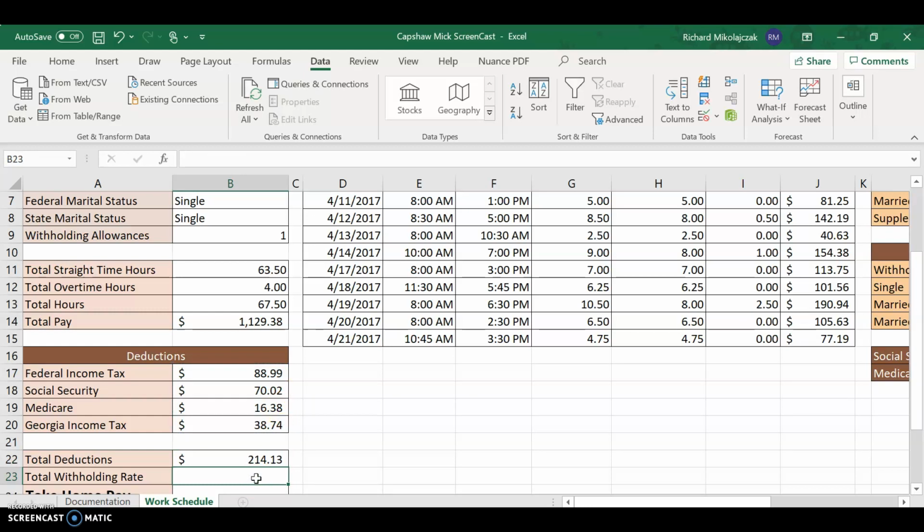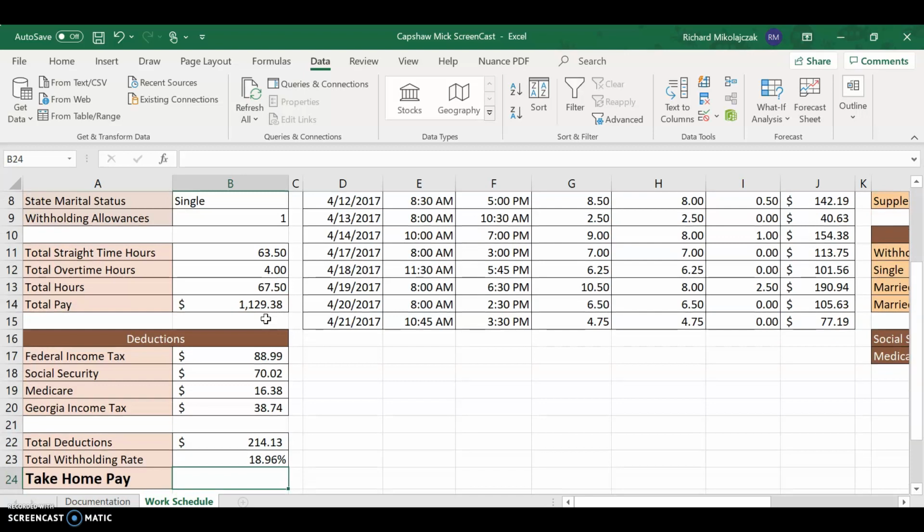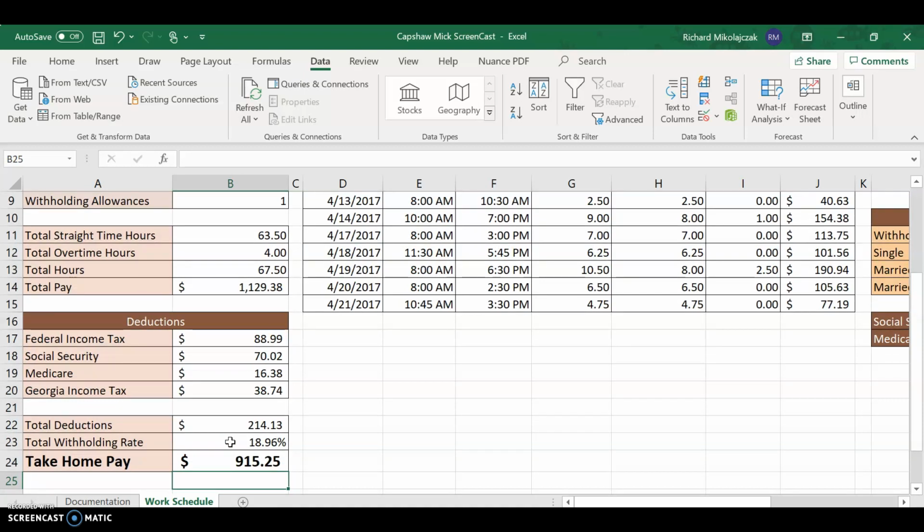Your total withholding rate, all you're doing is dividing your deductions by your total pay, and that'll give you your total withholding. So enter, you're at 18.97, so almost 19%. Your take-home pay is equal to your total pay minus your total deductions. And there you have it. You're all done with that.